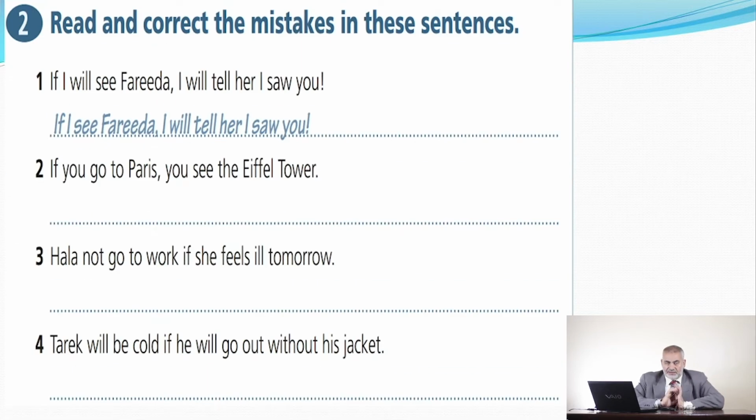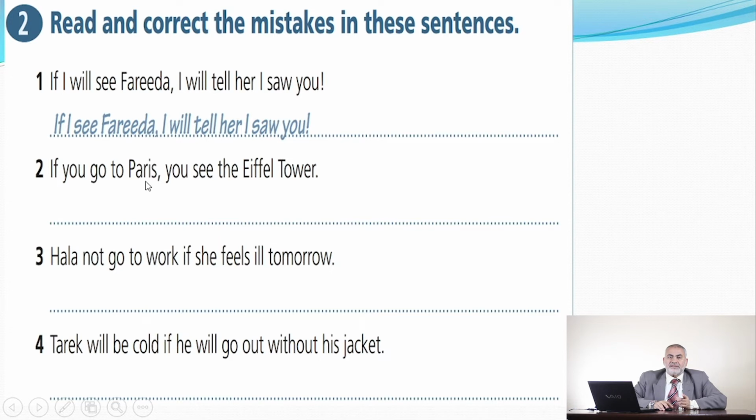Number 2, the same page. You are opening the workbook now. Read and correct the mistakes in these sentences. The sentences in front of us have mistakes. Number 1 is answered. If I will see Farida, I'll tell her I saw you. Now the mistake here is that if is followed with will. If I will see. It must be present simple, and will see is not present simple. So we said if I see Farida. And the future, I will tell her I saw you.